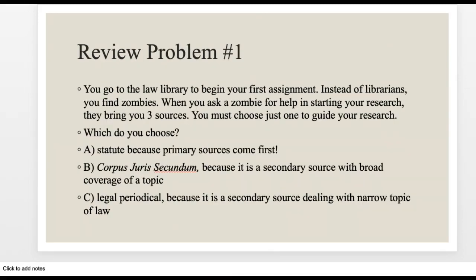So now let's do a review problem. You go to the law library to begin your first assignment. Instead of librarians, you find zombies. When you ask a zombie for help in starting your research, they bring you 3 sources. You can choose only one to guide your research. Which do you choose? A, a statute, because primary sources come first. B, Corpus Juris Secundum, because it is a secondary source with broad coverage of a topic. Or C, a legal periodical, because it is a secondary source dealing with a narrow topic of law.